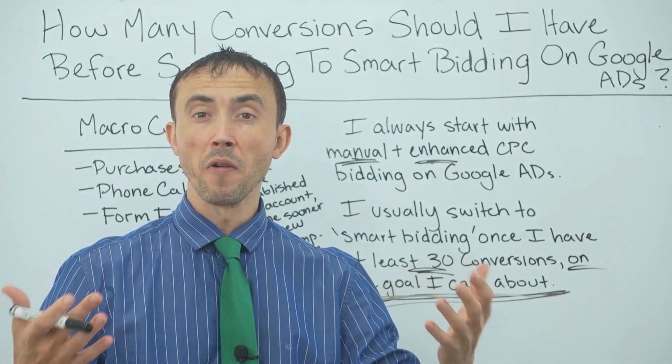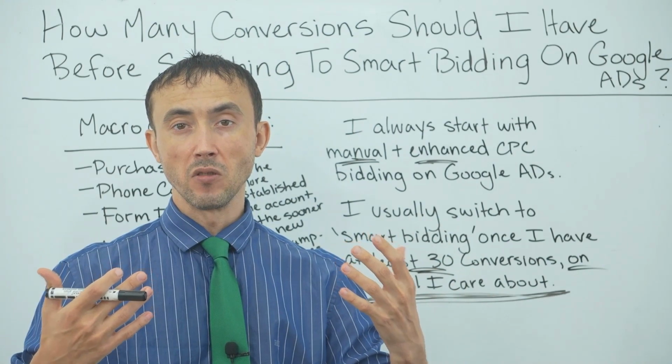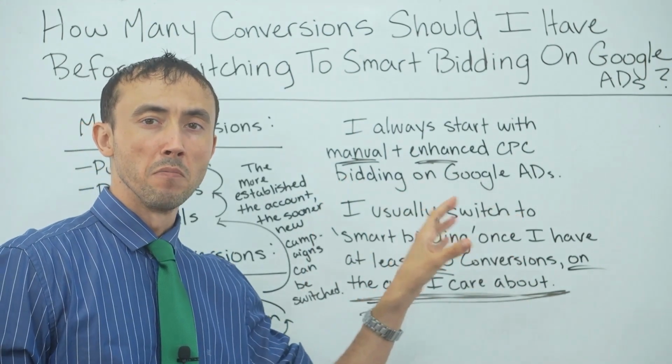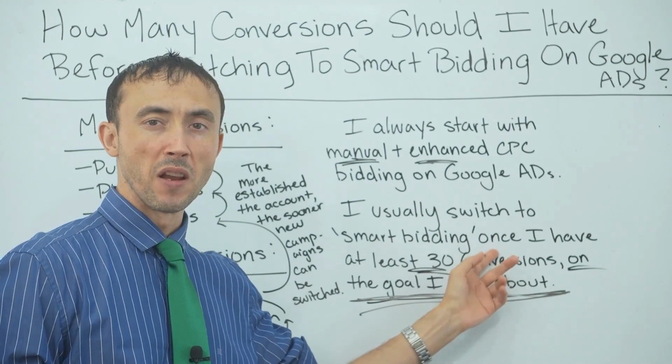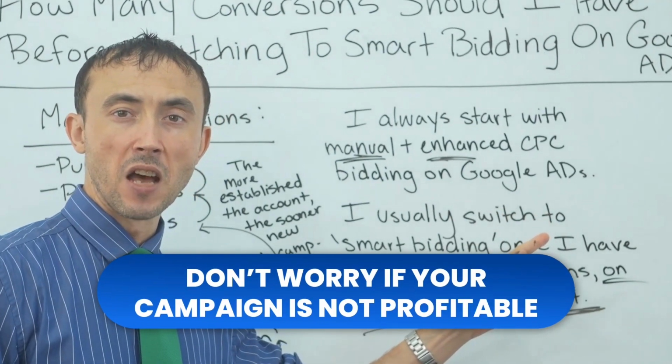That's half or more of the value of your ad spend when you start up as an advertiser with Google. You want to get to 30 conversions as quickly as possible, because the real money is made once you switch over to smart bidding. That's when the results start getting really good. Before that, don't worry that your campaign's not profitable.